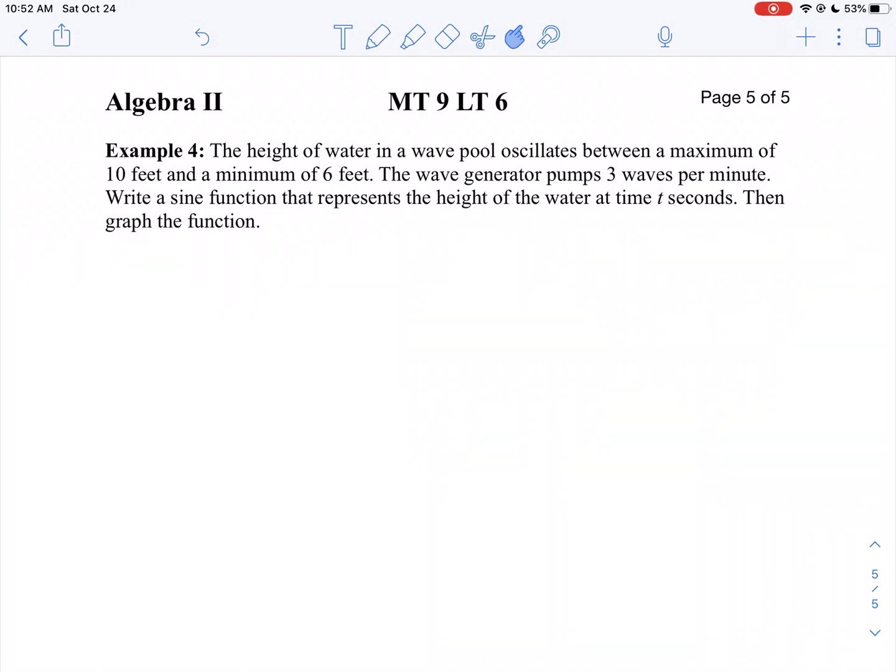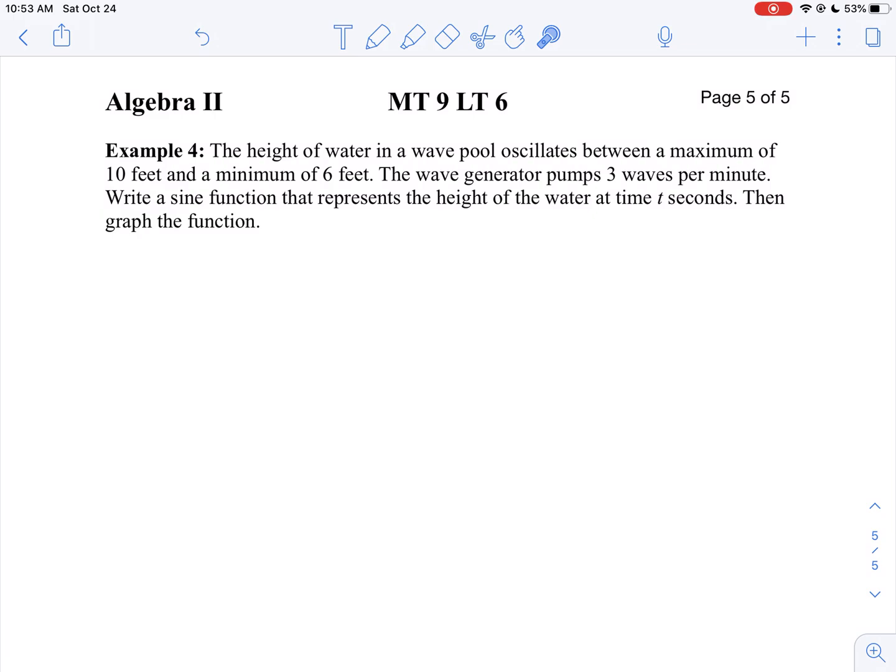In the last part of our seminar, we're going to look at an application and model this with a trig function, in this case, sine. It says the height of water in a wave pool oscillates between a maximum of 10 feet and a minimum of 6 feet. The wave generator pumps 3 waves per minute. I want to write a sine function that represents the height of the water at time t seconds. Then we want to graph that.